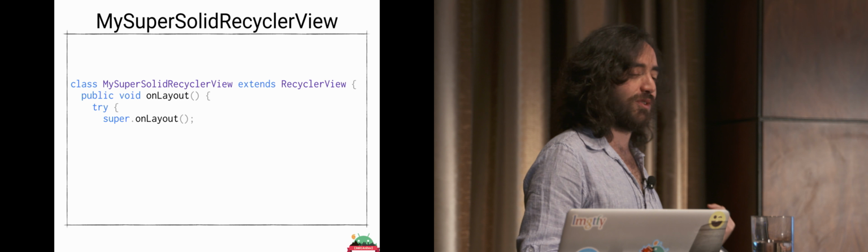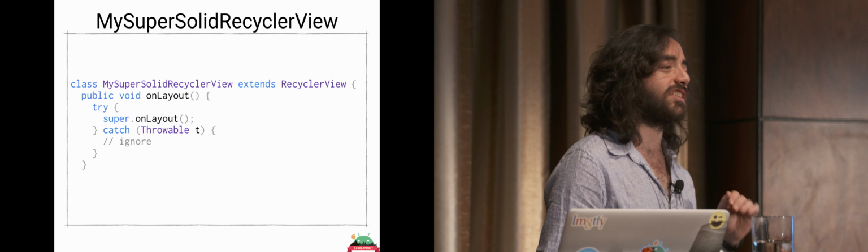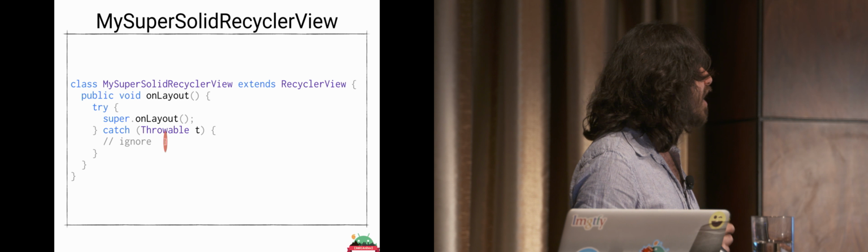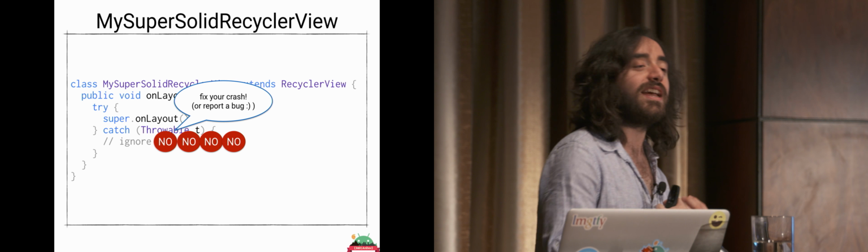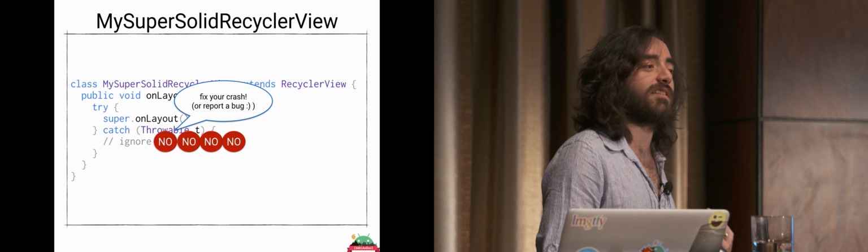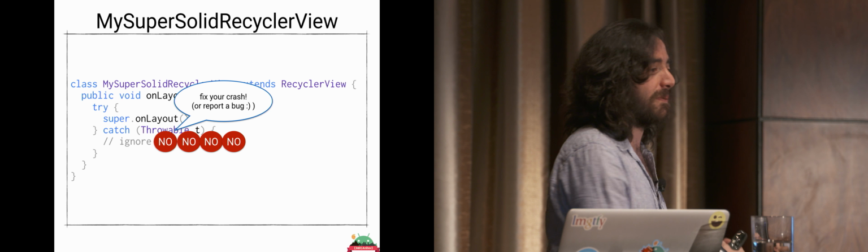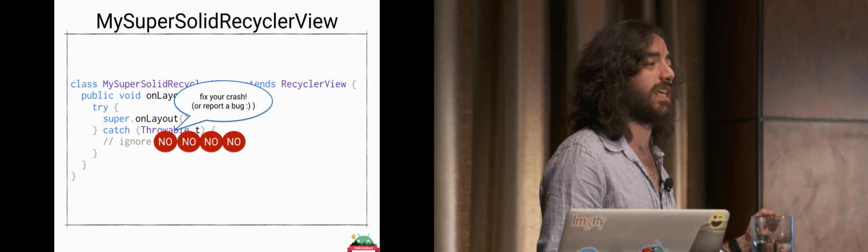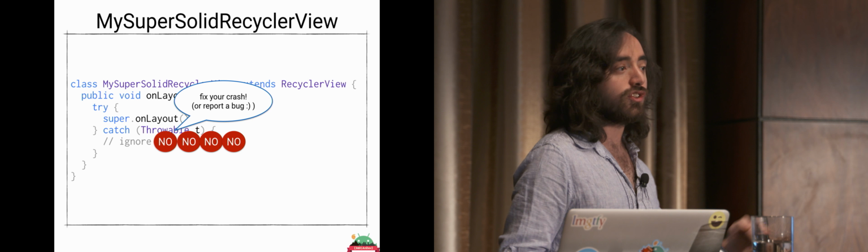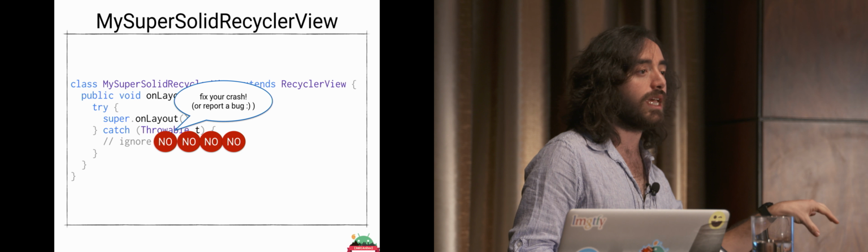Like, try calling the super. If it fails, just eat the exception and continue. You cannot do this. If we could do this inside RecyclerView, we wouldn't throw the exception. If we are throwing an exception, that means there's a problem. And from my experience, this is probably in your application. You are doing something wrong. So instead of doing this, go fix your application. And if you think the RecyclerView is doing something wrong, go report the bug.